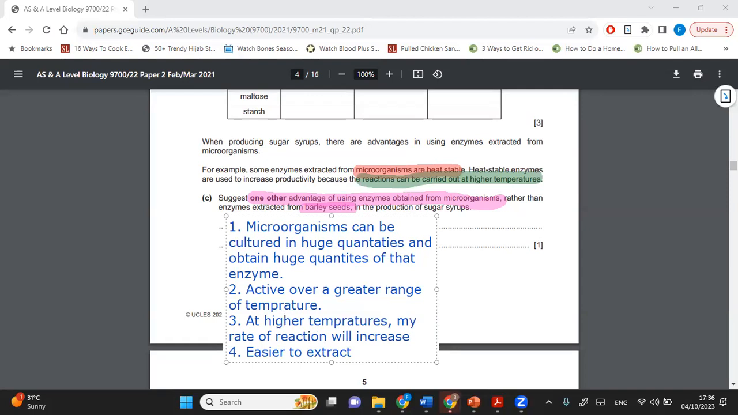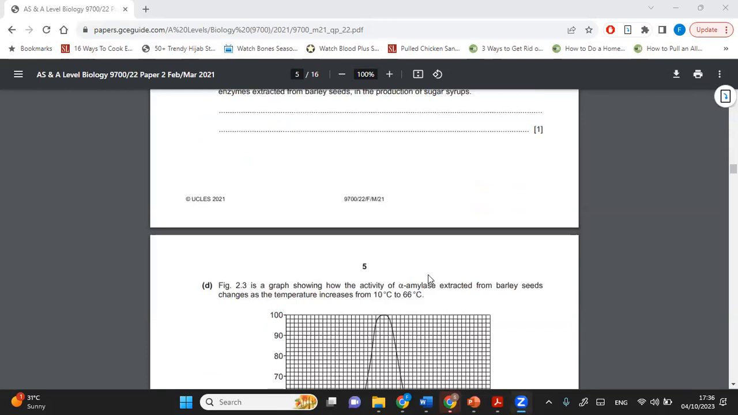So these are some of the advantages that I could think of. If you guys have any more in your mind, let me know. But you have to give any one of these. So any one of these would be acceptable.